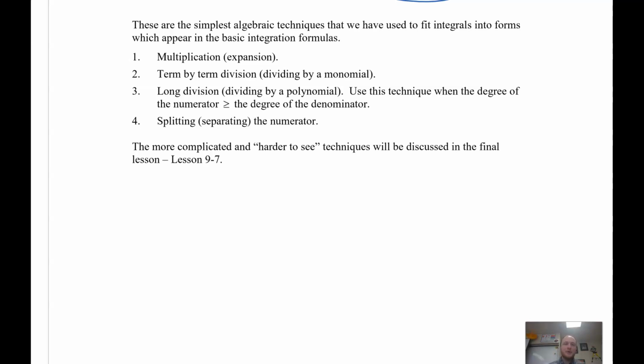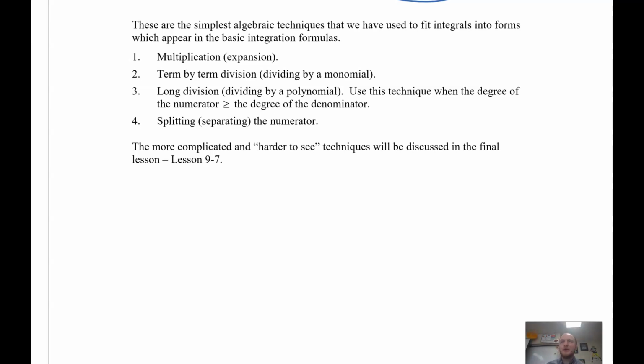Number one, multiplication, expansion. If you have something to a power and you can multiply or FOIL that out, then go ahead and do so. Step two, term by term division, dividing by a monomial. This is when you have one term in your denominator, you can divide everything by that denominator, and that's very, very easy to integrate, term by term.